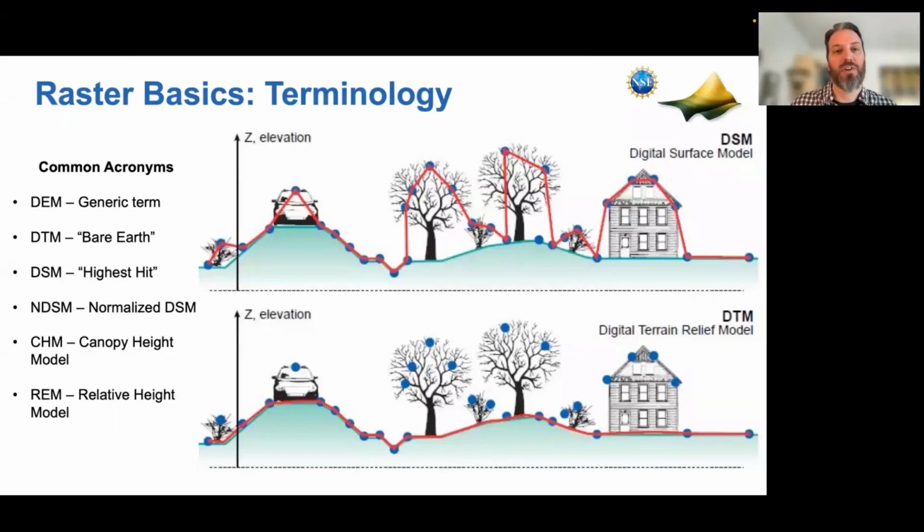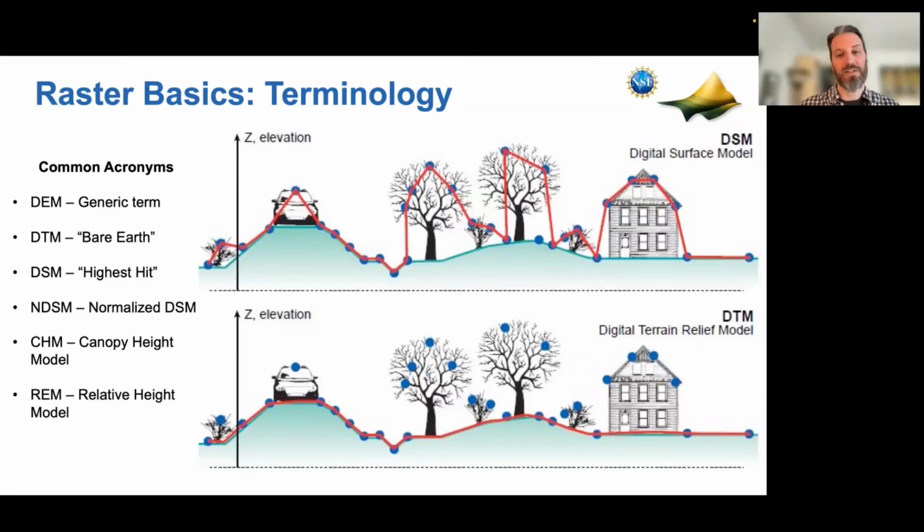So I want to get started off with some terminology because there's a lot of confusing terms out there and sometimes terms are misused. Most people have heard of DEMs, digital elevation models. This is a generic term. And very often it's used to mean digital terrain model, which is the second term there in the list. A digital terrain model is also referred to as a bare earth model.